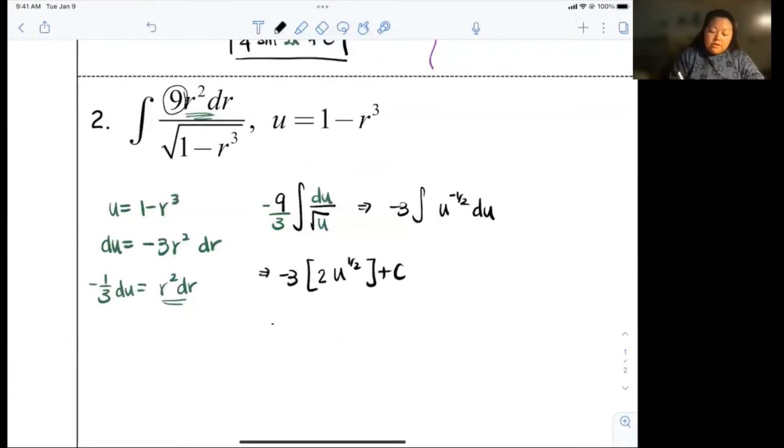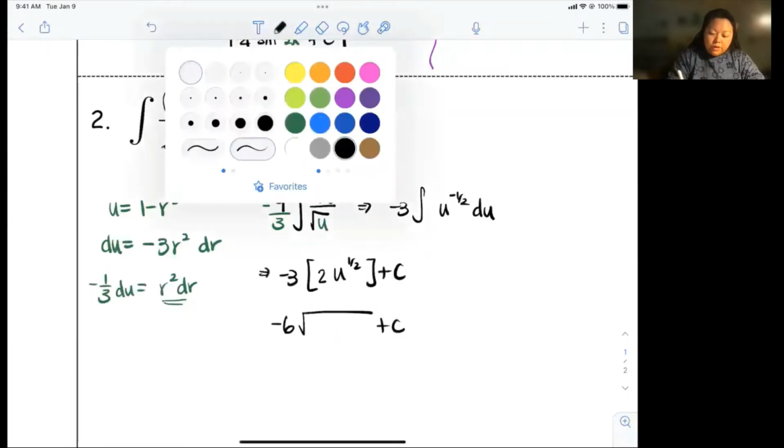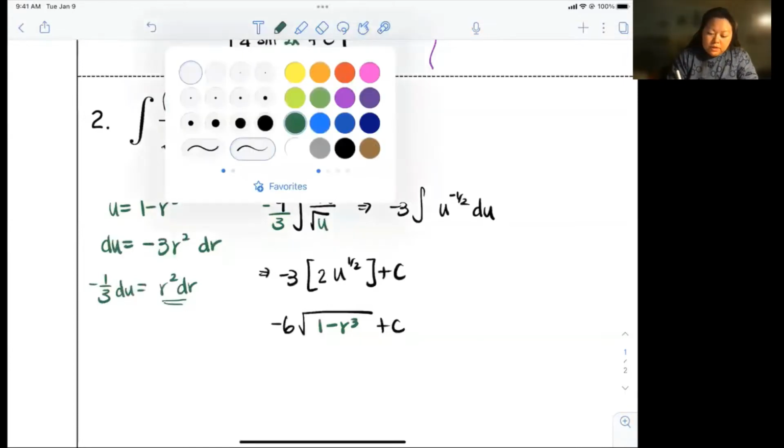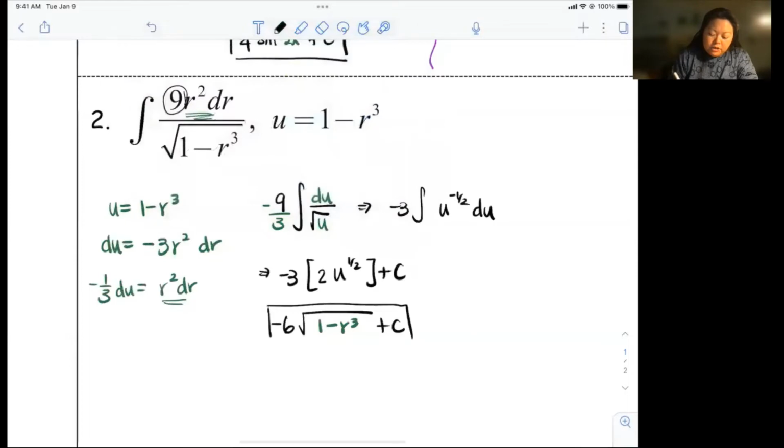So my final answer is negative 6 square root of whatever u was, 1 minus r cubed. As an equation, rewriting it back to the square root is a lot more handy and a lot more useful. As a derivative, you want to keep it as a 1/2 because that's actually a lot easier to tackle than the square root, okay? So this was your final answer as my equation.